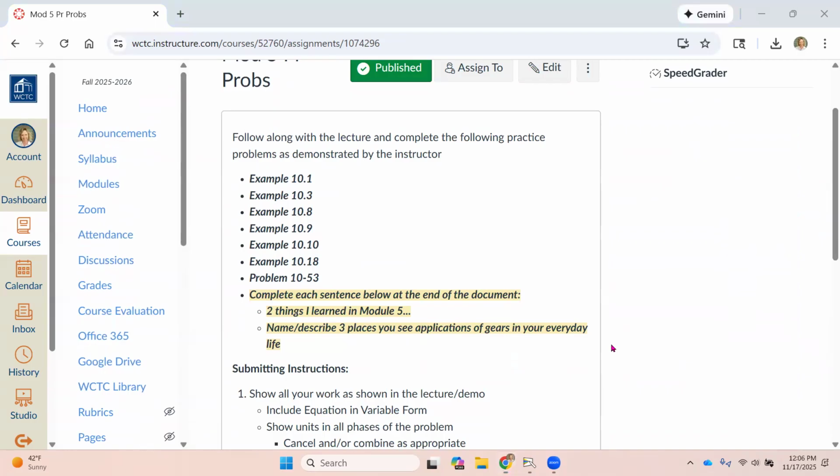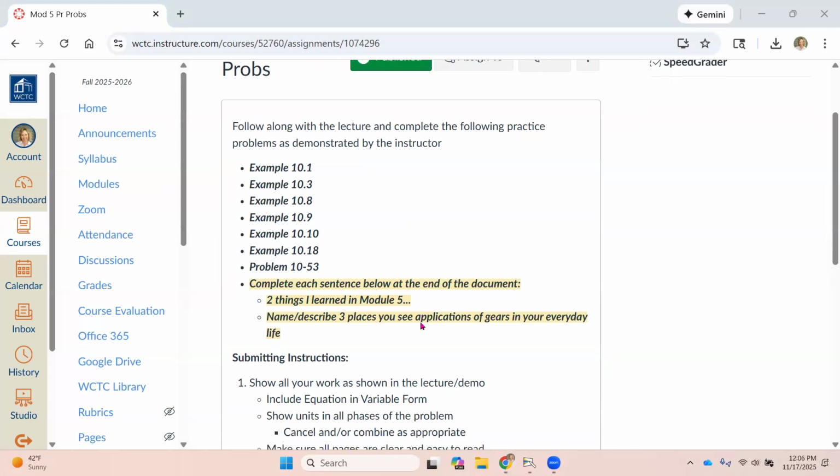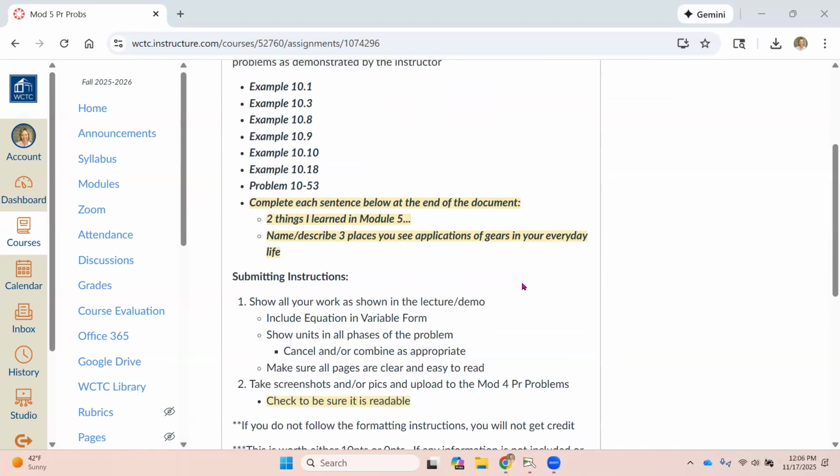Are the AutoCAD practice problems? These are not AutoCAD problems for Module 10, so you don't have to worry about that. Just paper. You're welcome. Any other questions?